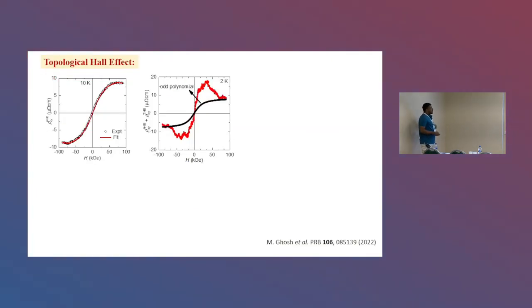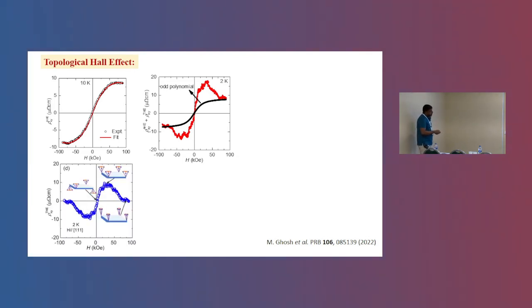Now our interest will be the real space Berry curvature, like the topological Hall effect. To extract the topological Hall component, we fitted the 10 Kelvin Hall data, where only the anomalous Hall component is present, and this red curve is a fitted curve with an empirical formula, like an odd polynomial. We used the odd polynomial and scaled it to capture the smooth variation of this 2K data. And we subtracted the black curve from the red curve and got this THE component.